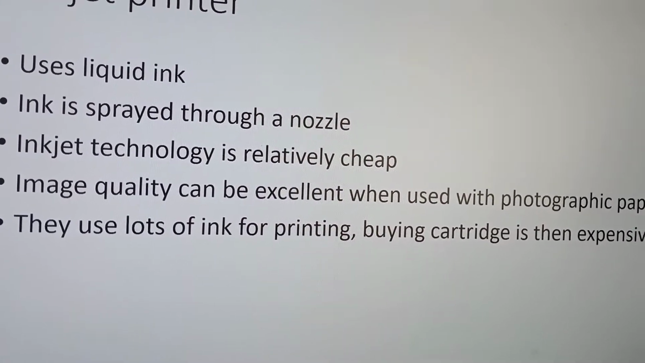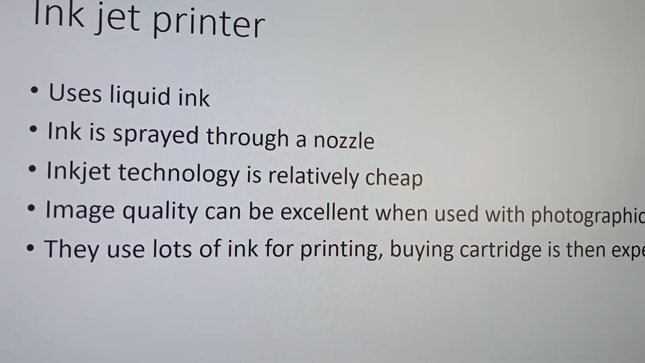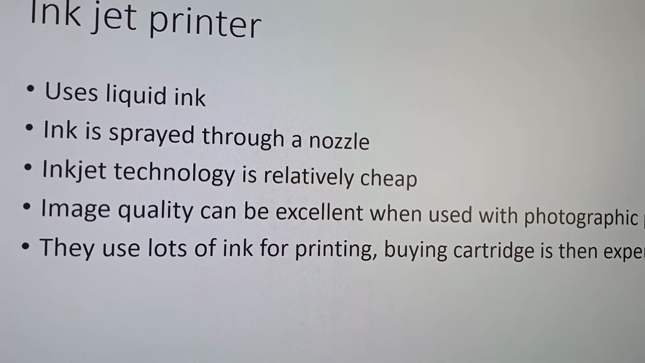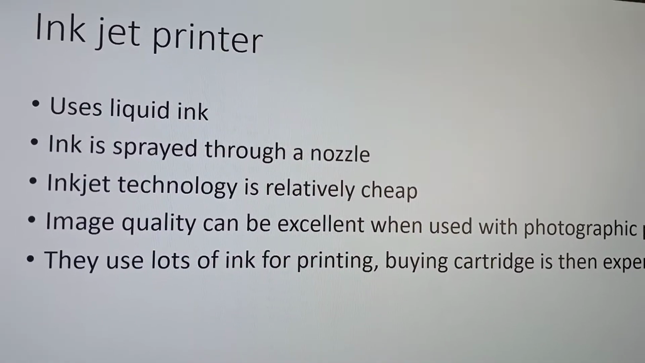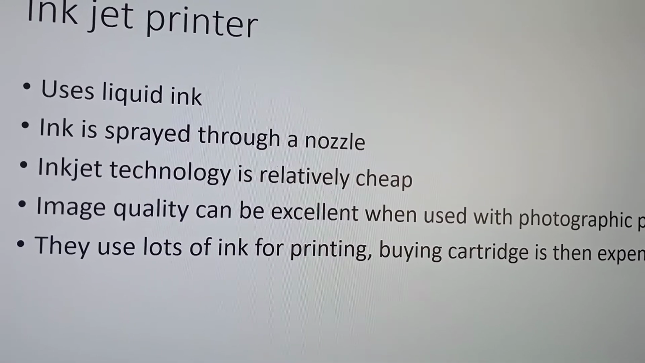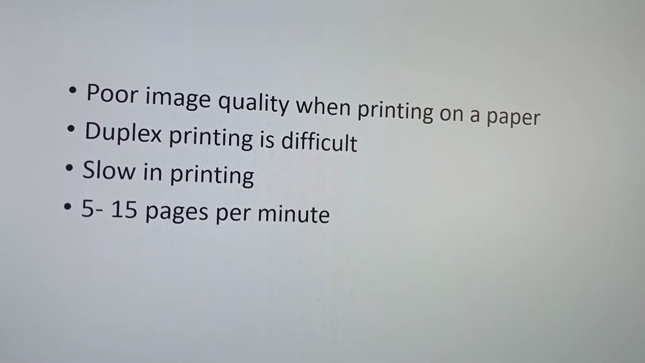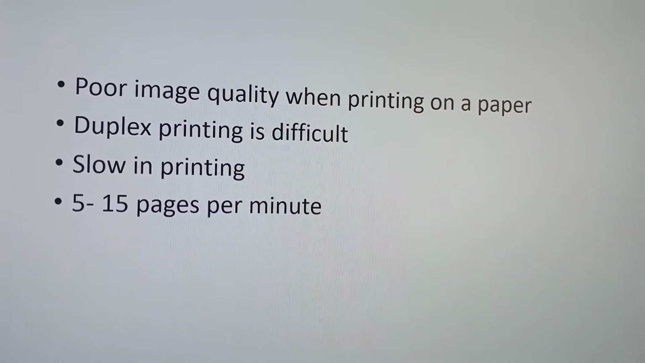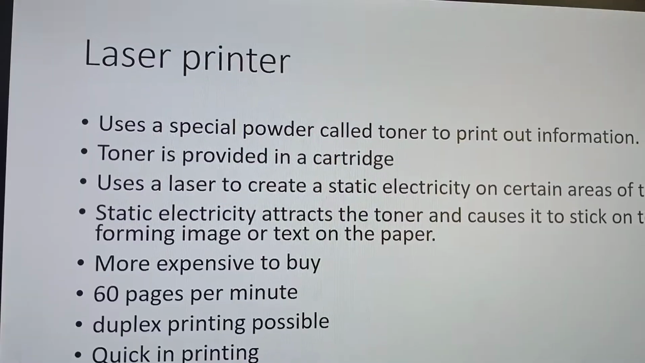They use lots of ink for printing, and buying the cartridge is very expensive. So even though we get a good photographic printout, buying ink for an inkjet printer will be very expensive. Normally we use it for household purposes, where a smaller number of paper outputs is required. Inkjet printers can print up to 5 to 15 pages per minute. Duplex printing is very difficult in an inkjet printer. Duplex printing means back-to-back printing, and the printing process is very slow in an inkjet printer.